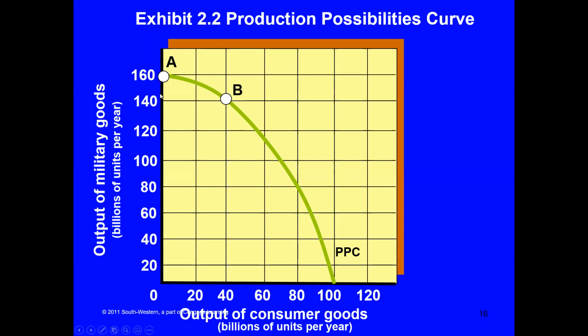There's a name for that. Remember what you give up to get something else? The opportunity cost of moving from point A to point B. The opportunity cost of gaining 40 billion consumer goods is 20 billion units of military goods, and we get that from 160 minus 140.